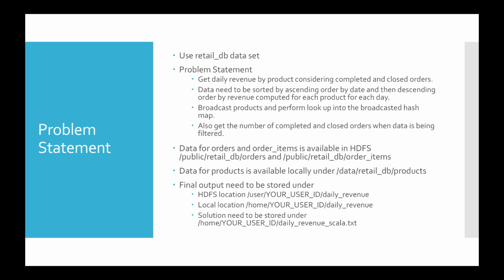As we are asking products to be broadcasted, the data of products has to be read locally, and you can see here data for products is available locally under this location. So we should be able to read the data from the local file system, and we should be able to use it as part of our program. But orders and order items data is available in HDFS, and we have to leverage that, and we have to get the data from the HDFS location.